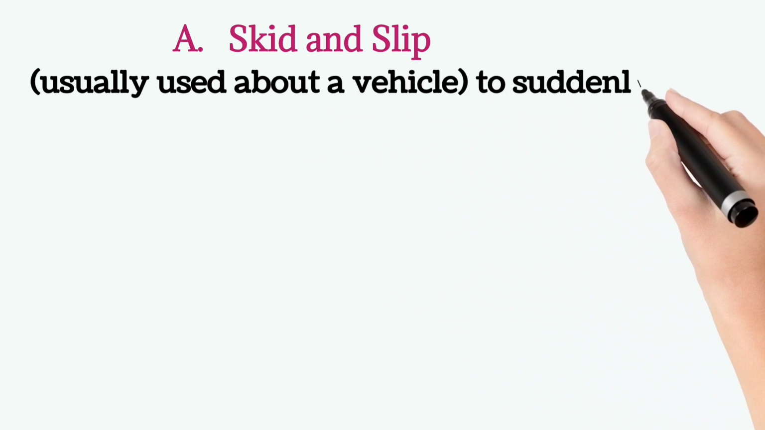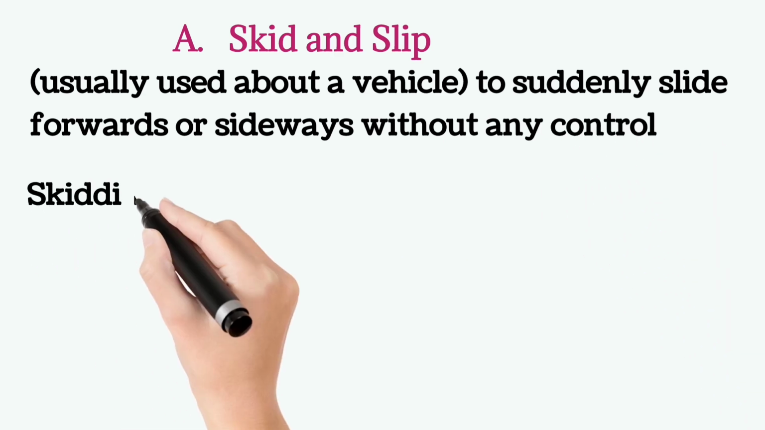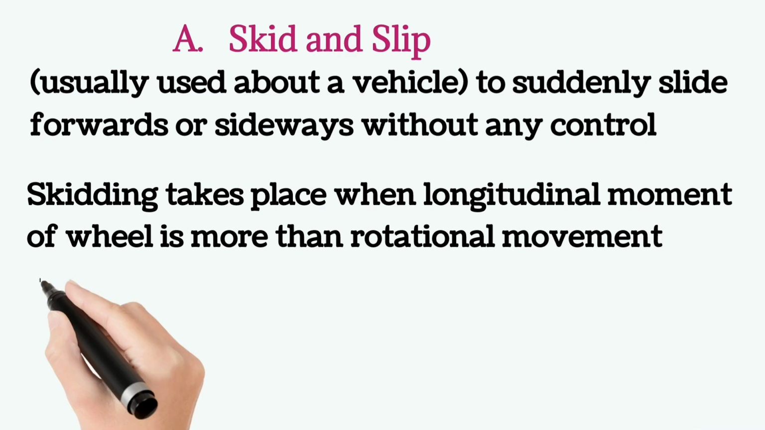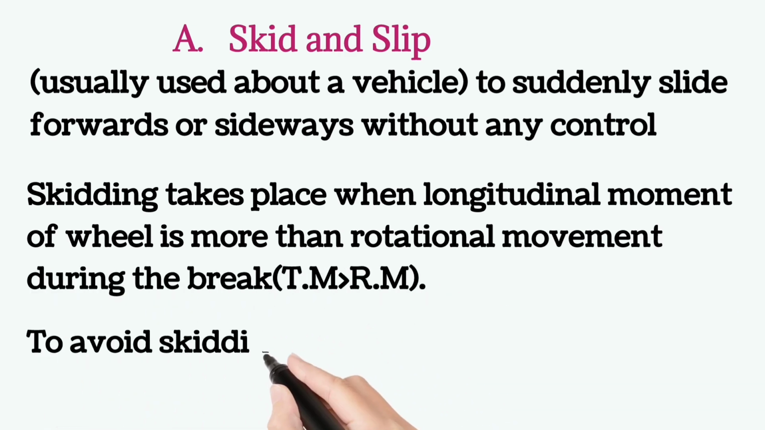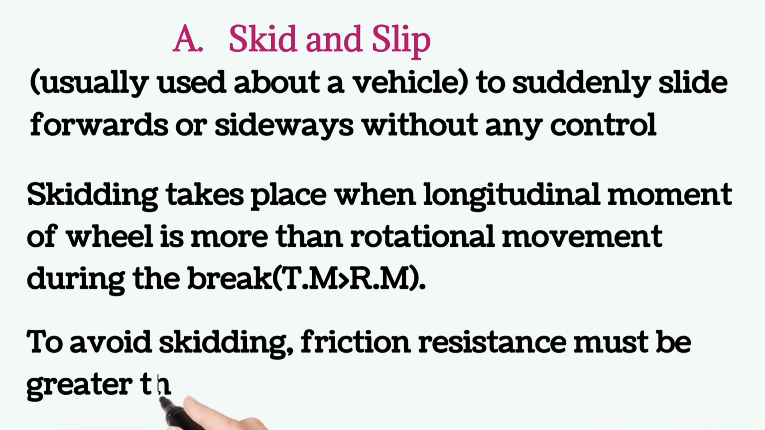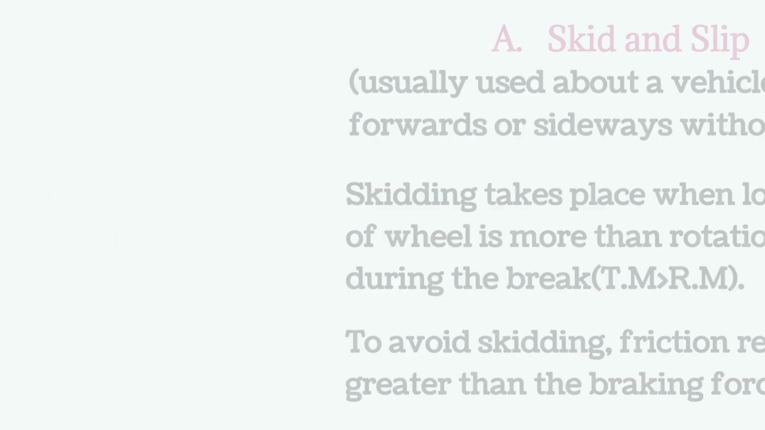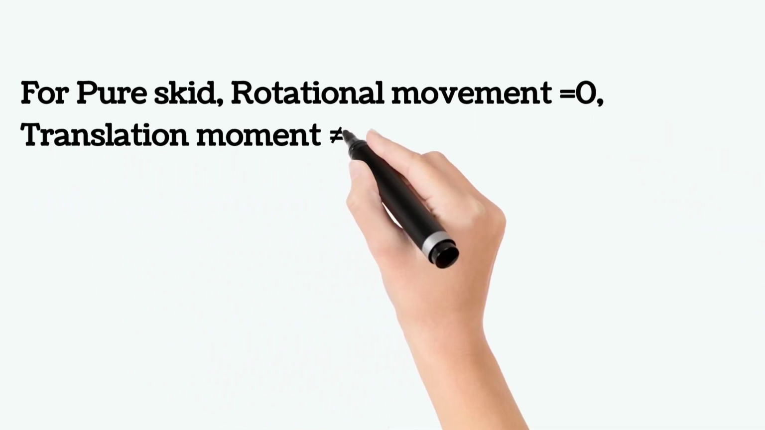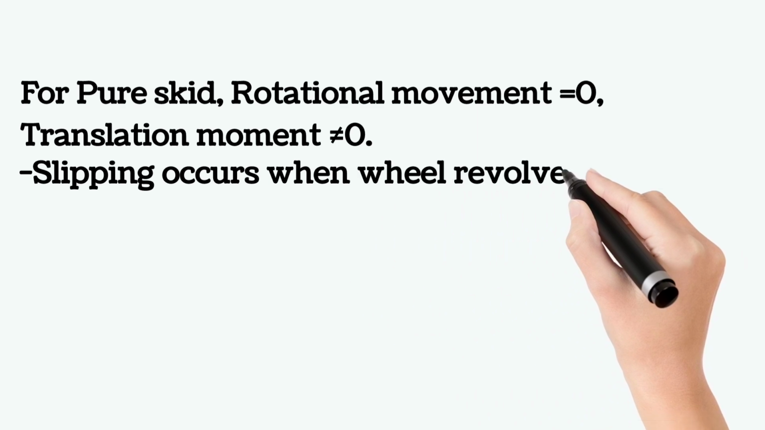Skid is a word usually used for a vehicle that suddenly slides forwards or sideways without any control. Its definition says that skidding takes place when longitudinal movement of wheel is more than rotational movement during the brake. To avoid skidding, friction resistance must be greater than the brake force. For pure skid, rotational movement should be equal to 0 and translational movement should not be equal to 0.